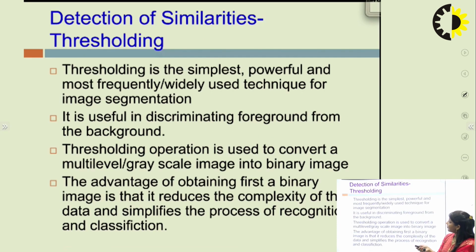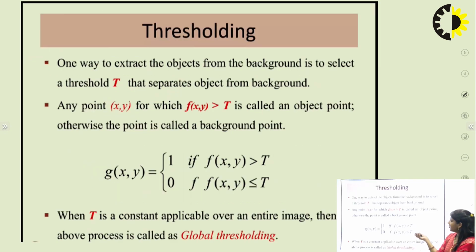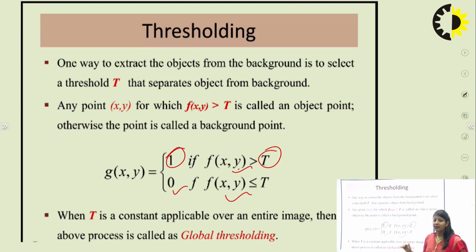In this case, there is a formula. We have to choose one threshold value and compare the pixel value with that threshold. f(x,y) means the original pixel value of the image. f(x,y) is compared with the threshold value; if it is greater than the threshold, then the value of g(x,y) will be 1. g(x,y) is the segmented image and f(x,y) is the original image. And if f(x,y) is less than or equal to T, then g(x,y) will be 0.